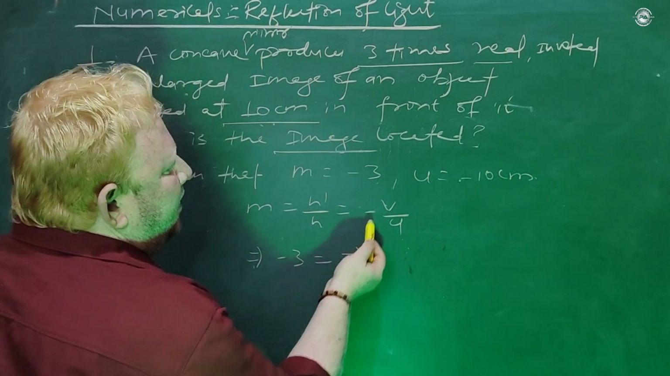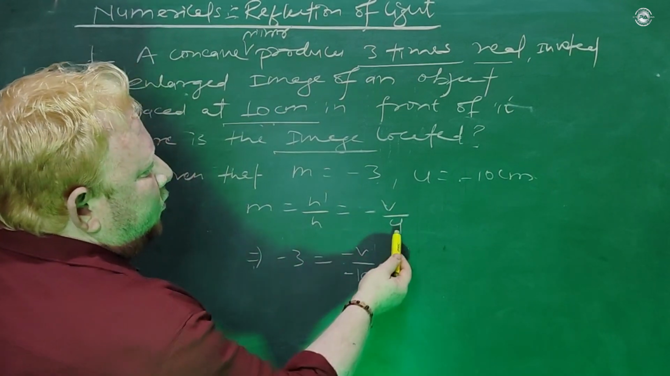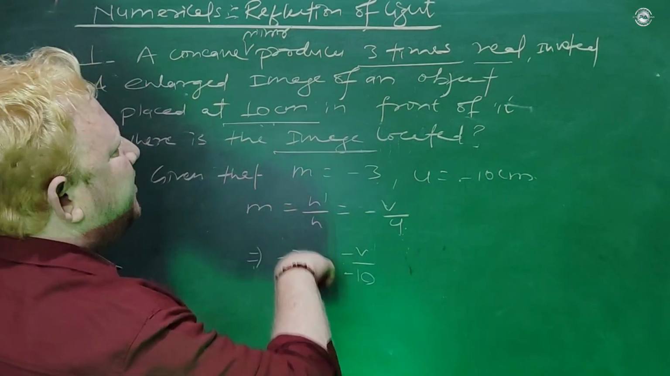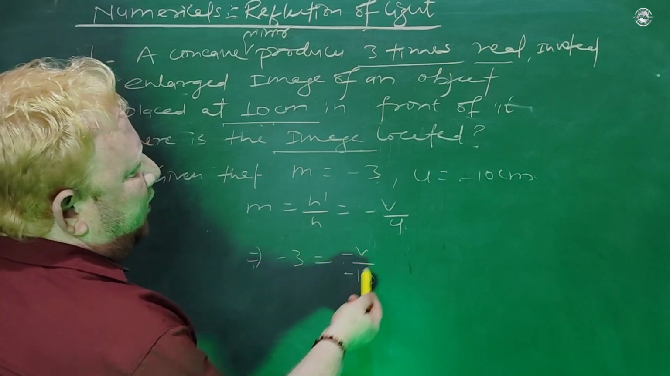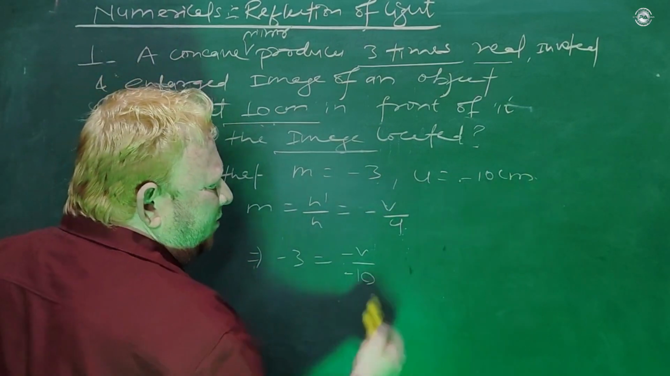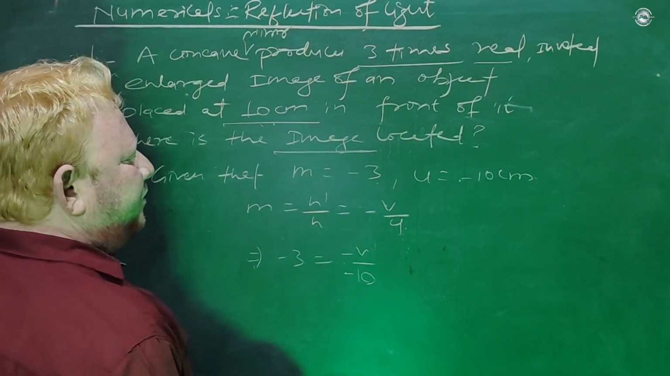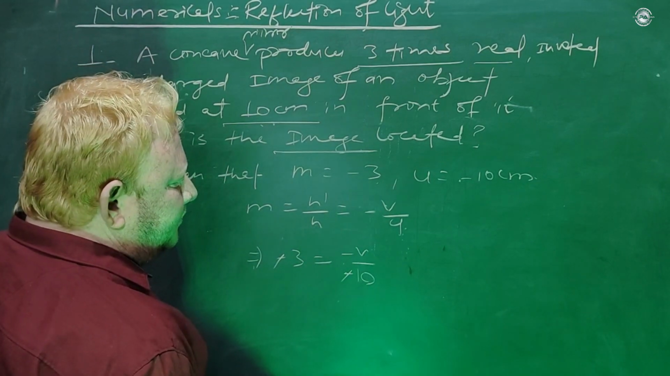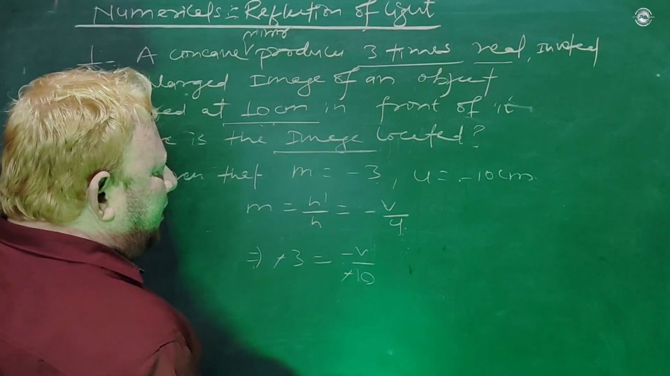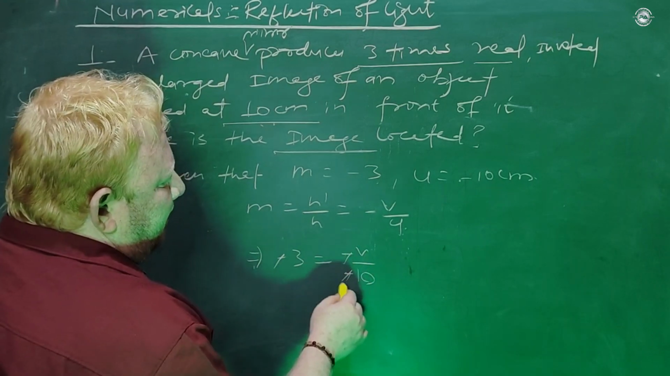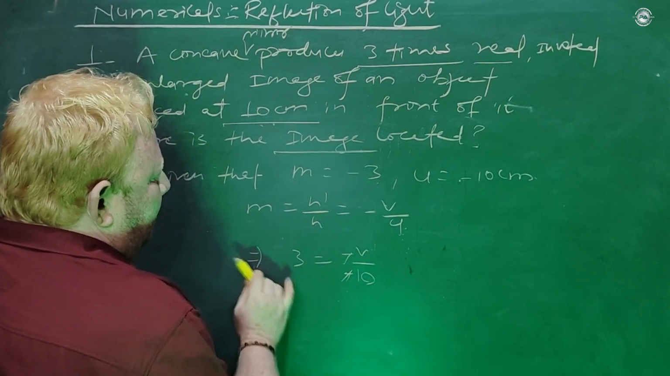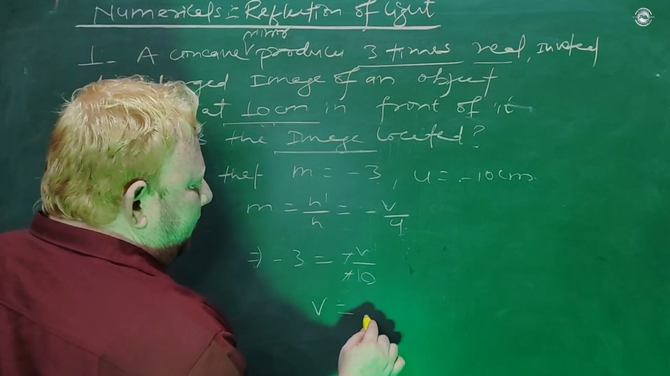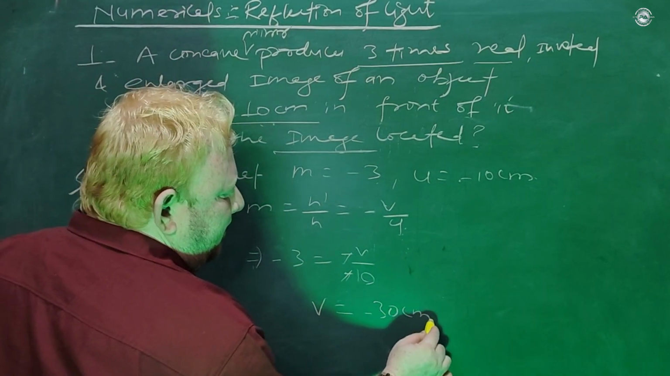See, this minus is already there. In u, this minus is coming as per sign convention. u is to be placed on the left side of the mirror. That's why u will be minus. u is equal to minus 10 centimeter. Right. So this minus will be cancelled out, or else this minus and this minus you can cancel, and this minus would be left. So v becomes minus 3 into 10, that is minus 30 centimeter.